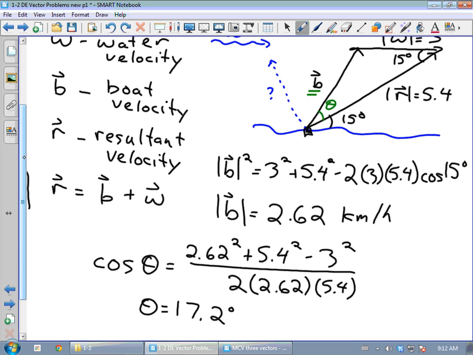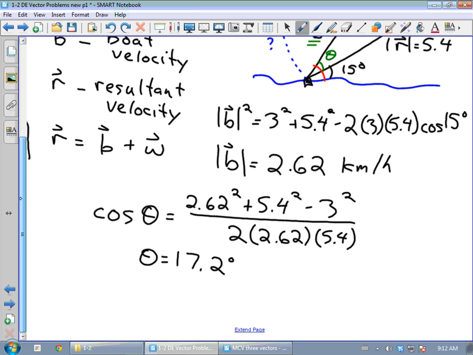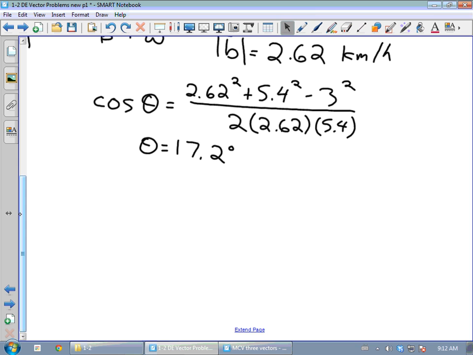The original angle that we were given in the question was measured adjacent to the shore, from the vector to the shore. So when we specify the direction of her path here, we want to do the same thing. So we want to take our angle here, our theta, add the 15 to it to get the angle between B and the shore. So that's sort of our final step here. We take our 17.2, we add the 15 degrees to the shore, and we get 32.2 degrees.